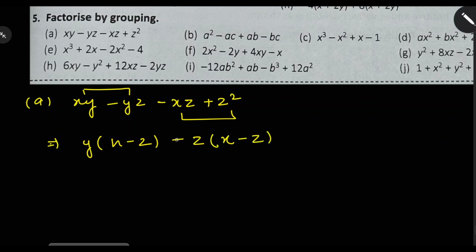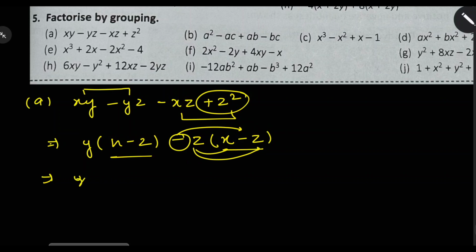Why minus here? Because we have already taken minus common here. When we have taken the minus common here, this plus becomes minus, because when we multiply this minus z to this x and minus z, minus minus becomes plus z square. That's why we'll do the same. So taking x minus z as a common, we are left with x minus z and y minus z, and this is our answer.